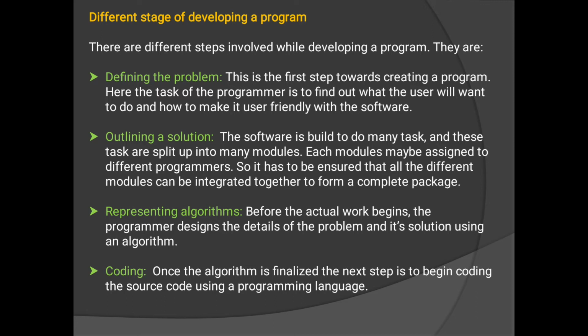Now next is outlining a solution. So the software is built to do many tasks, and these tasks are split up into many modules. A software is composed of many programs. Just one program does not make software. So there are different types of programs, all interrelated, but they are split up into what are called modules. Each module has its own task assigned, and each module will work on its own when called upon. However, they all must be integrated together.